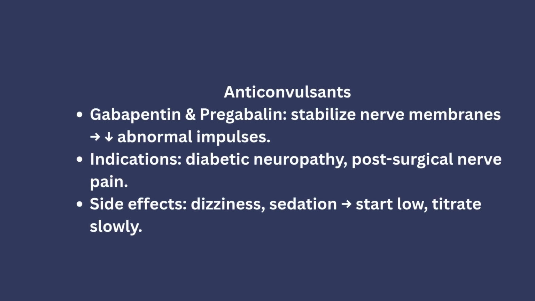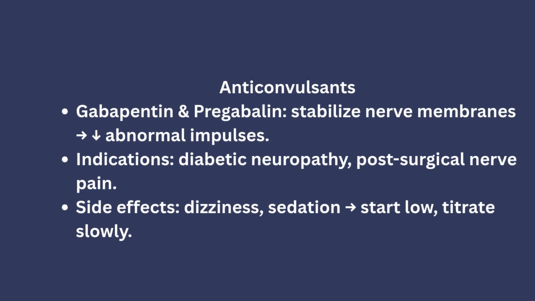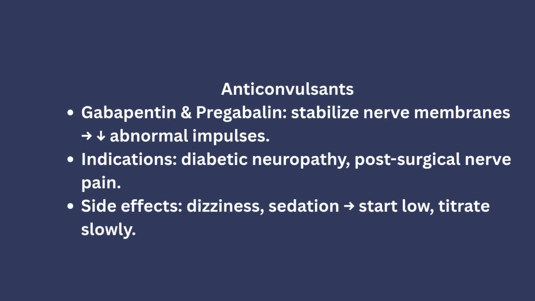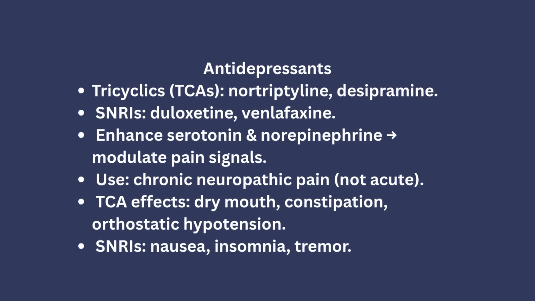Anticonvulsant medications like gabapentin and pregabalin are also considered first-line treatments for neuropathic pain. They work by stabilizing nerve membranes and decreasing the transmission of abnormal impulses. You'll see these used for conditions like diabetic neuropathy or post-surgical nerve pain. They're even being added to multimodal post-op pain regimens to reduce opioid use. The main side effects are dizziness and sedation, especially when the dose is first increased, so start low and titrate slowly. Antidepressants can also help relieve pain.